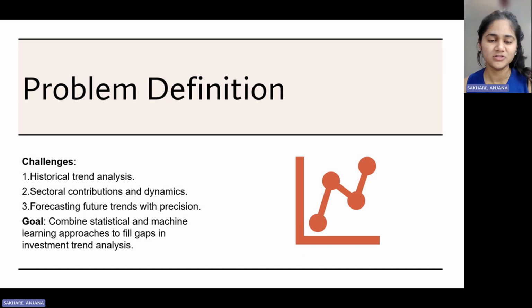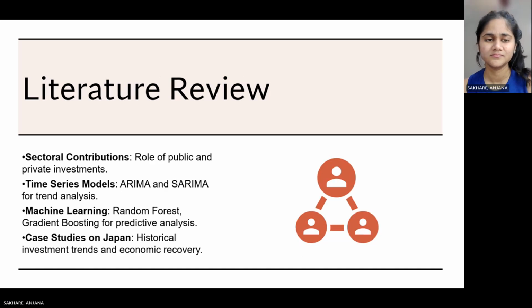Coming to the problem definition, the slide emphasizes the trouble spots faced while analyzing construction investment trends in Japan. A few important concerns include understanding past patterns, the contributions by the private and the public sectors to the investments, and predicting the future with high accuracy. The ultimate objective is better analysis for constructive decision making.